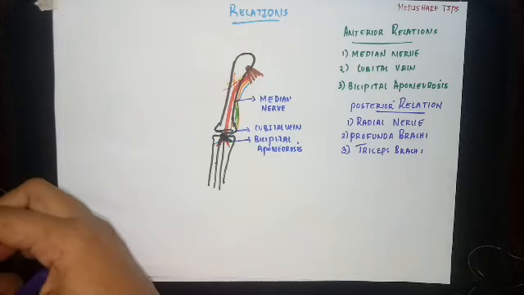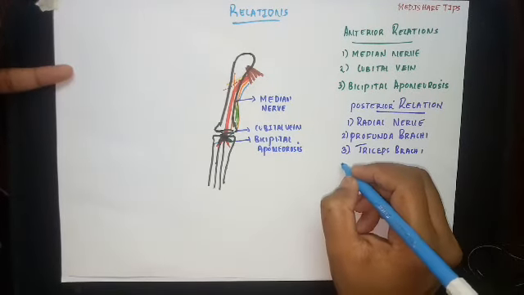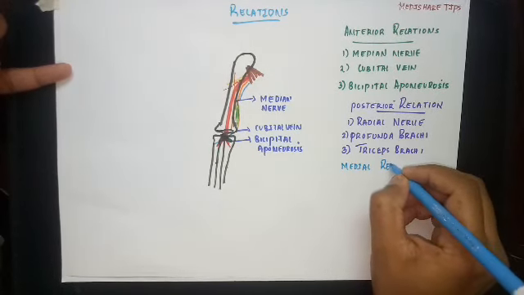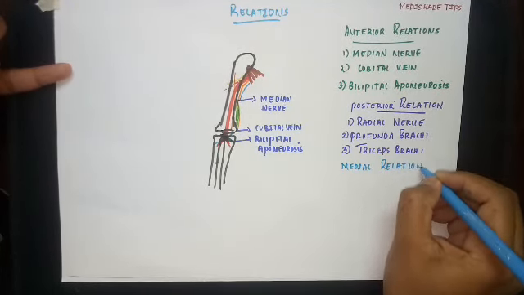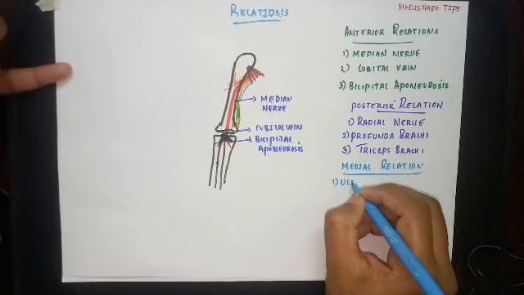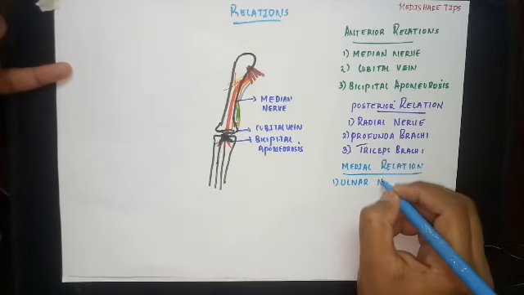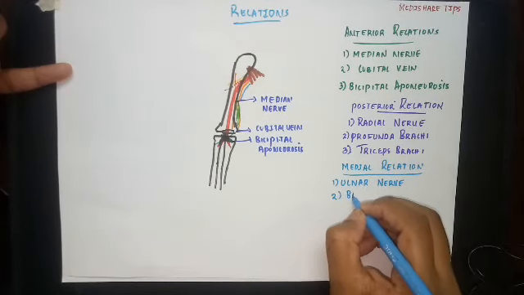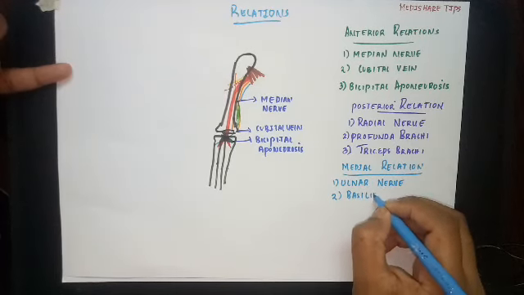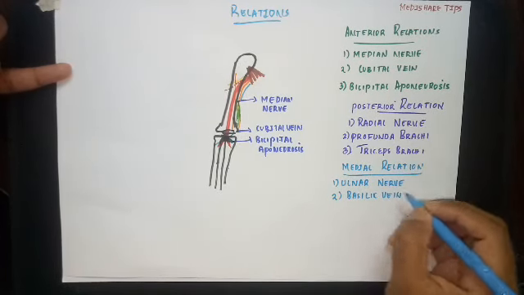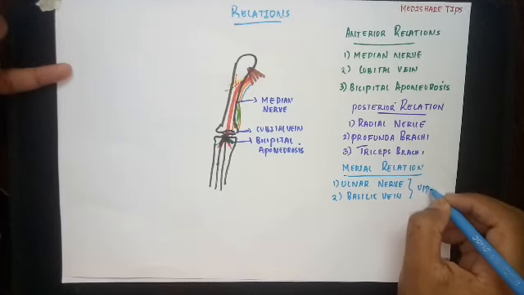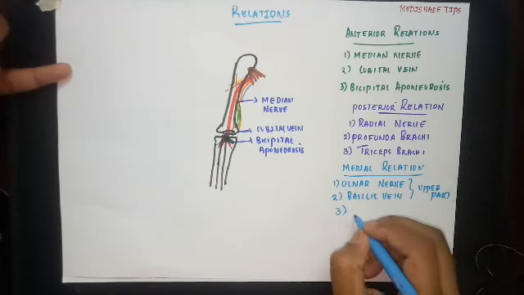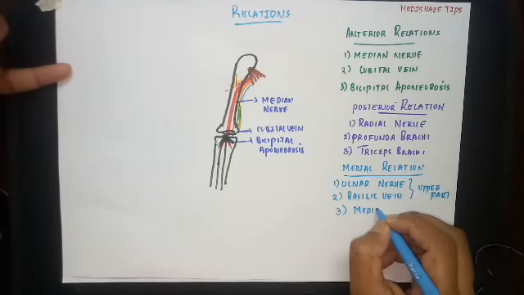So the medial relations are: first one ulnar nerve and basilic vein in the upper part, and median nerve in the lower part.